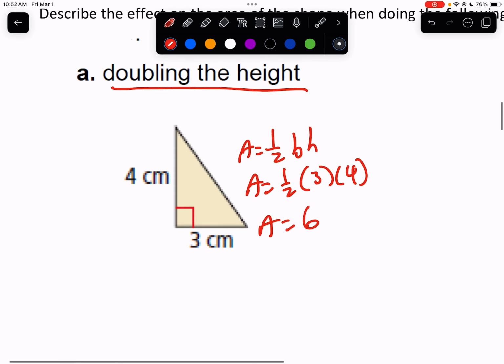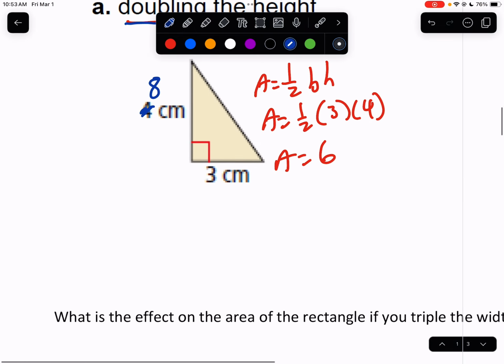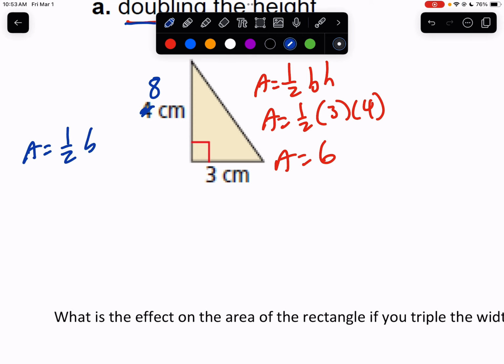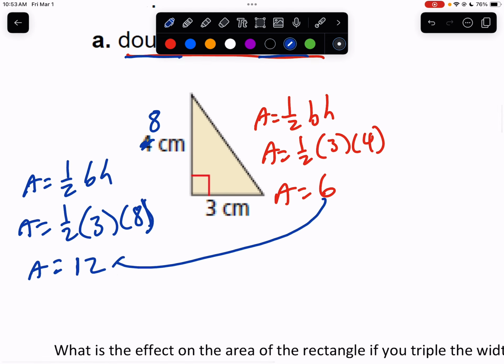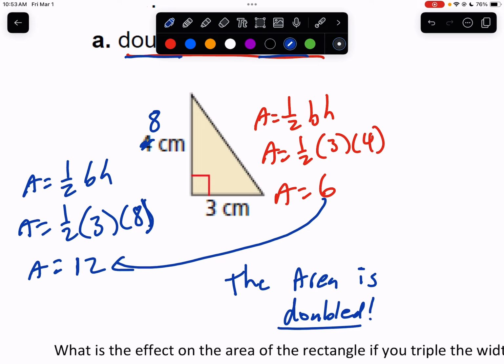What do you think the area is going to be if the height was changed to the number 8, if we doubled just the height? Let's take a look. The area of a triangle is 1/2 base times height. 1/2 times the base is 3, and the new height is 8. 8 times 3 is 24, divided by 2 is 12. So if we doubled the height, what happened to the area? The area is doubled. Boom. Nailed it.